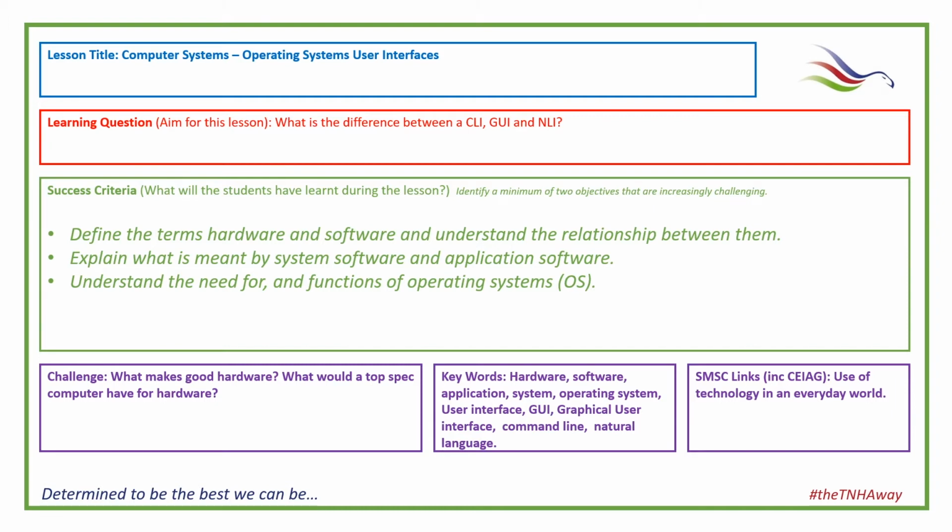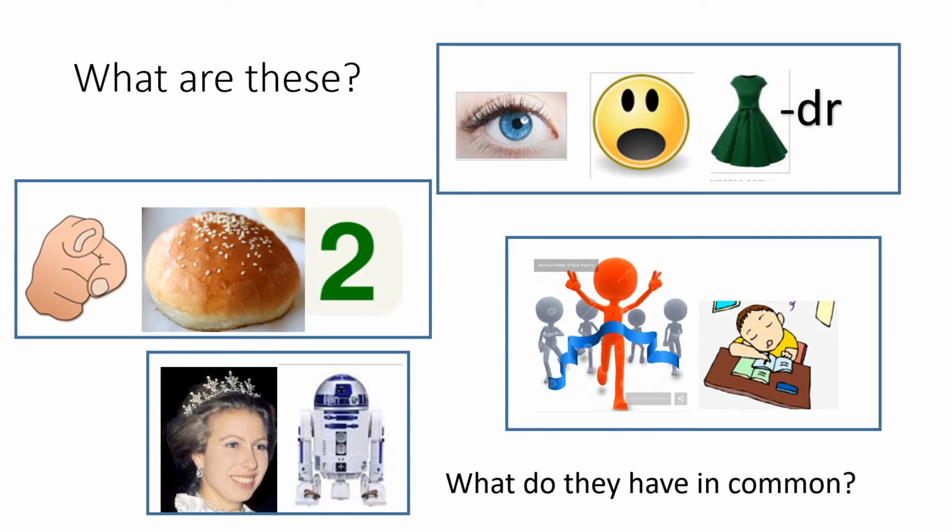So let's crack on. Have a look at these. What are these? Pause the video, write down the answers, and I'll give you those in a second. Yep, so what we've got here, we've got iris smiley green, finger bread squared, princess R2D2, and race sleep. So what do they have in common? Well, they're all wrong, because that's not what it is, obviously.